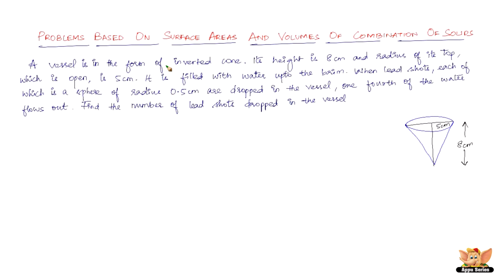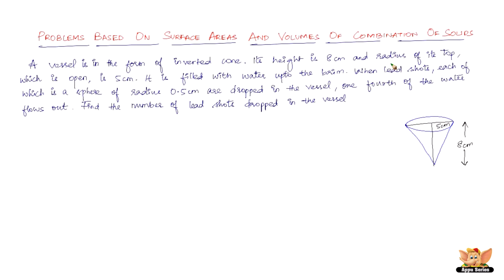Well, it's again a very simple and straightforward problem. All we have to do is find the volume of the cone and find what is 1/4 of the volume of the cone. Because when some number of lead shots, each of which is a sphere, are put into this cone, which is filled with water up to the brim, 25% or 1/4 of the water comes out. So that 1/4 volume of this cone is equal to the total volume of lead shots, right?